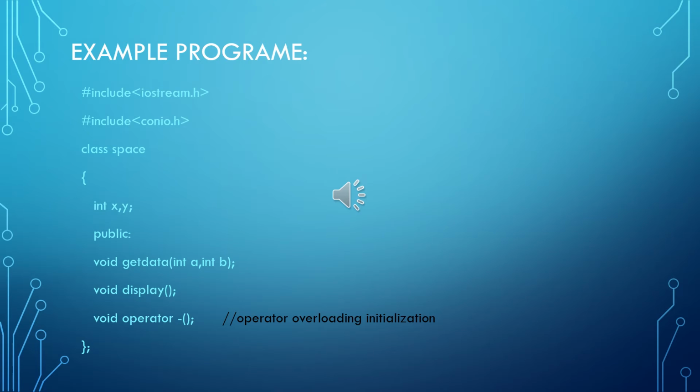For that, we have created a class name called space, and inside the class, we created two variables x, y in private visibility mode and three functions get data, display, and operator in public visibility mode. Here, void operator minus followed by curly braces is the operator overloading initializations. In this, we have specified a return type called void and the operator keyword and the operator being overloaded, minus operator. We are going to overload minus operator.